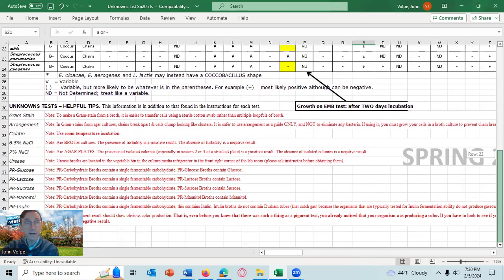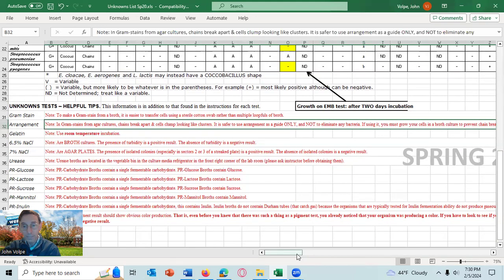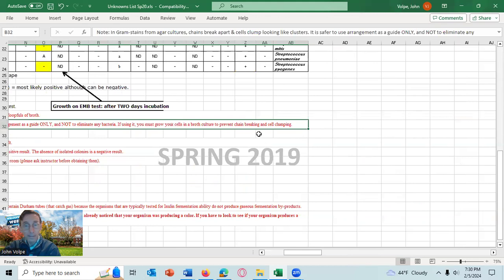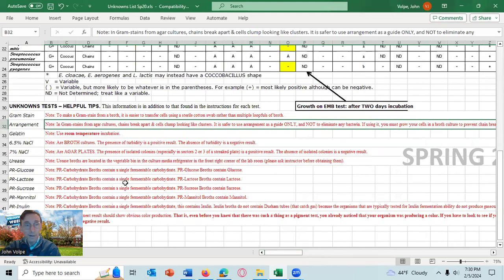It does tell you on a few tests what to do. To make the gram stain from a broth, it's easier to transfer cells using a sterile loop. Regarding the cellular growth arrangement, note in the gram from agar cultures, chains break apart and cells clump, looking like clusters. It is safer to use the arrangement only as a guide and not to eliminate any bacteria. If using it, you must grow your cells in a broth culture to prevent chains breaking and cell clumping, meaning do not get your cellular growth arrangement from the gram stain.